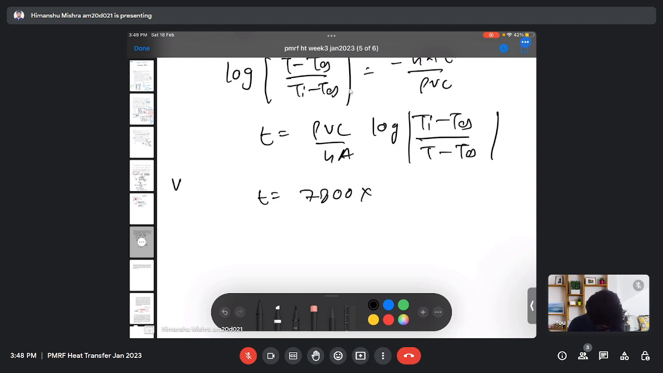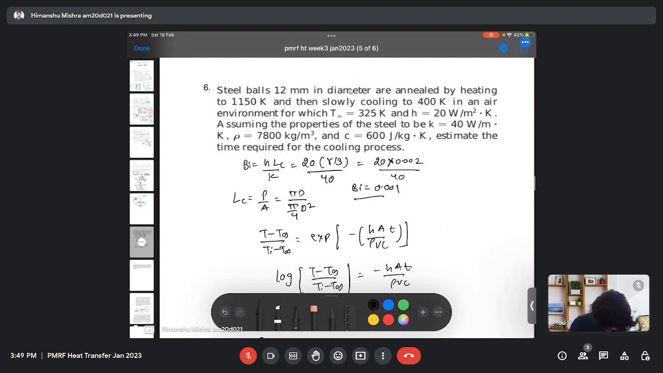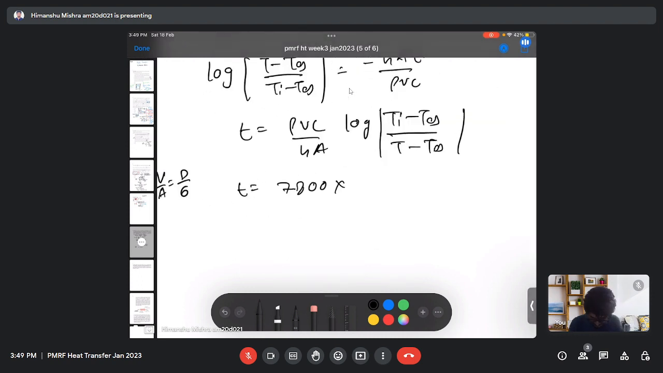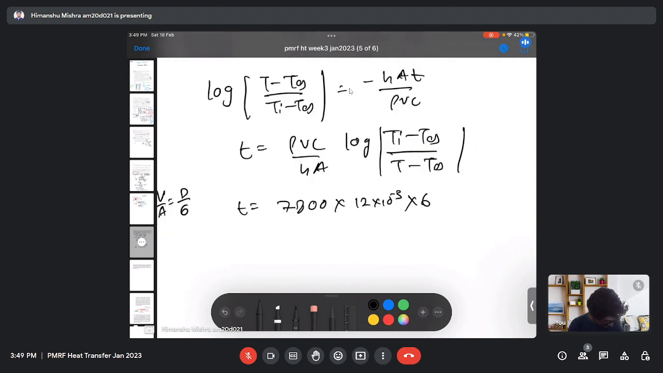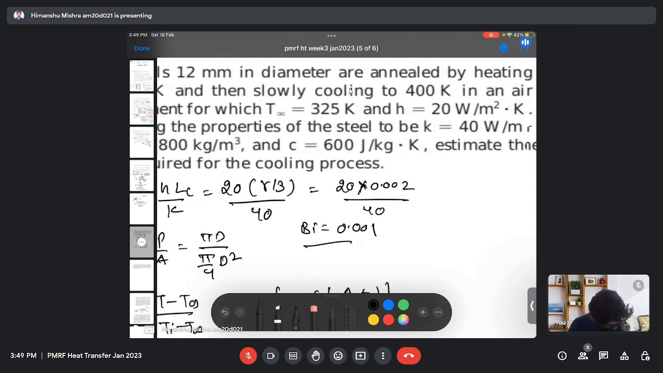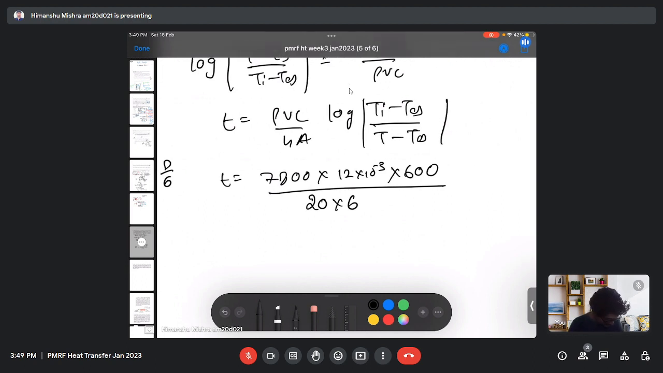We can write V by A as D by 6. So my diameter will be 12 mm, and my heat capacity is 600, and my heat transfer coefficient is 20 by 6, multiply by 6.